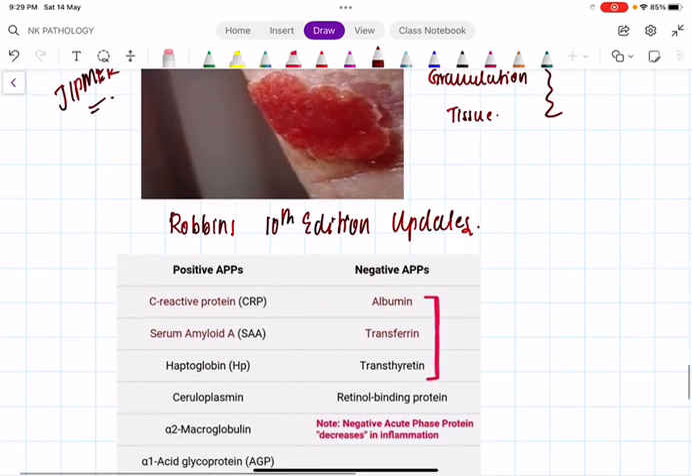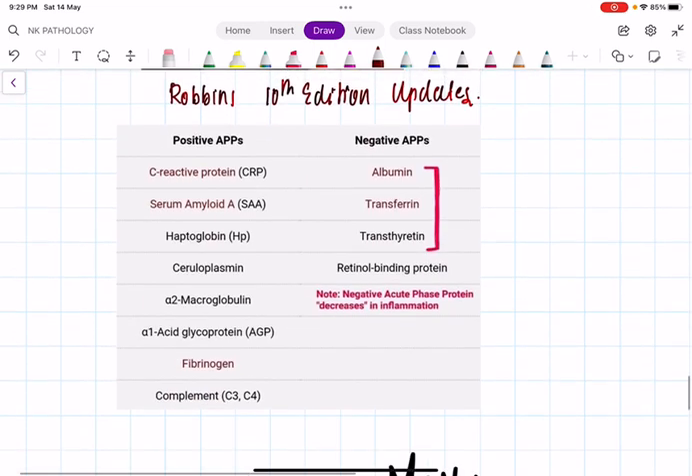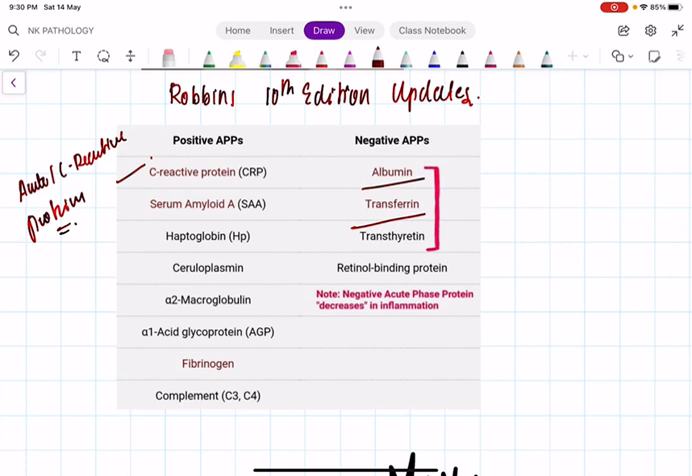And last but not the least, Robbins 10th edition updates. What are the positive and negative acute phase reactants? They are also called acute phase proteins. Positive means their level will be increased during inflammation. Negative means their amount will be decreased during inflammation. Let us see the negative ones: albumin, transferrin, transthyretin and retinol binding globulin. Very, very important. You should remember this list.